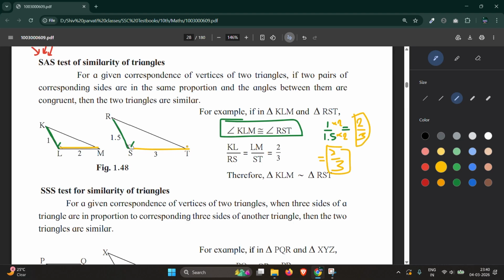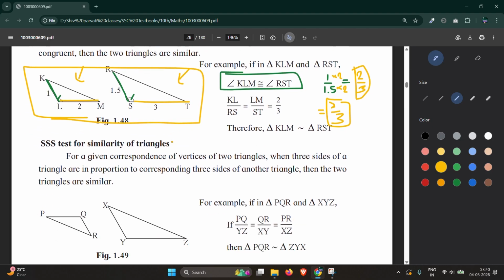So the ratio for both the sides that make this congruent angle are the same. So when this condition is true, then also you can say that both the triangles are similar.